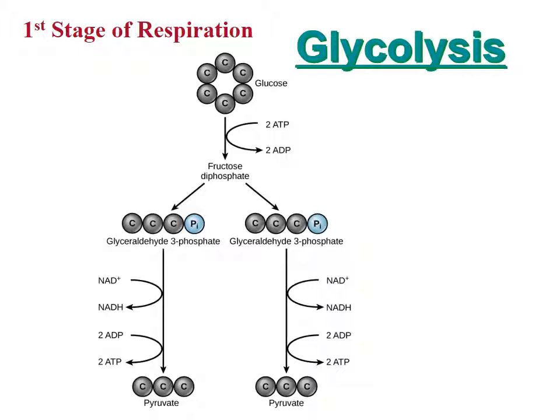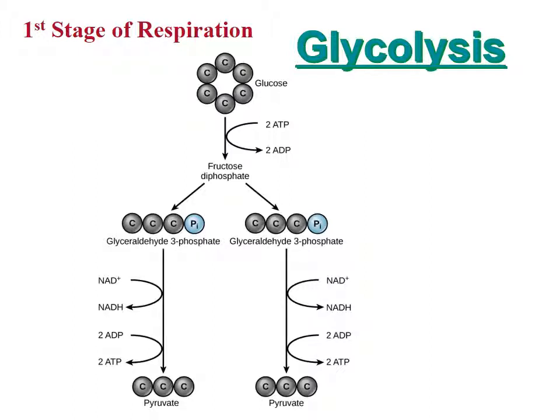So let's look at this first stage. We're starting with a molecule of glucose. This is where we need a little bit of energy. 2 ATP molecules need to come in, kind of kick it in the pants, so that it splits in 2. So glucose, which is 6 carbons, will split into 2 molecules, each having 3 carbons. So it splits in half.